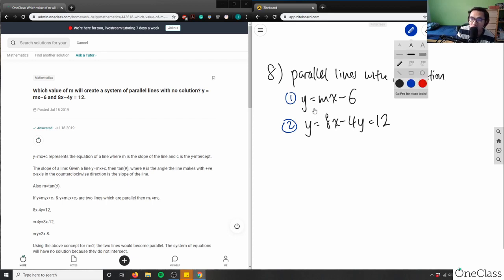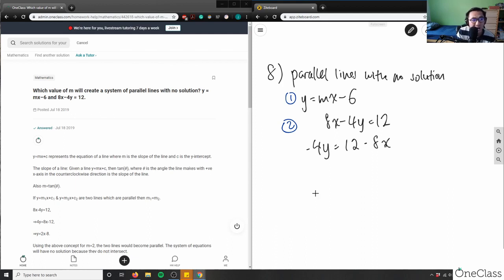So in order for me to do that, I have to isolate my variables, right? It's just 8x here, so I have to isolate my y. So let's do that. The x has to go on the other side, so I'm going to subtract 8x from both sides. And I'm going to get negative 4y equals 12 minus 8x.